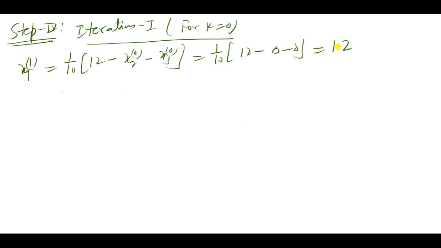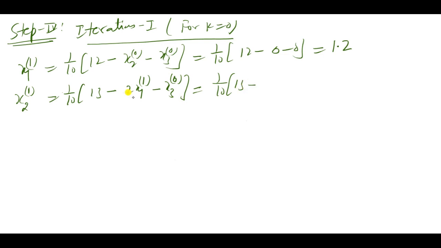Now put k is equal to 0 in equation 2, then we obtain the first approximation, x2^(1) is equal to 1 upon 10, 13 minus 2 x1^(1) minus x3^(0). Here x1^(1) is computed in this iteration, and this is 1.2, so 2 into 1.2 minus x3^(0), that is, in step 3 x3^(0) is 0. Then after simplification, the value of this expression is 1.06.